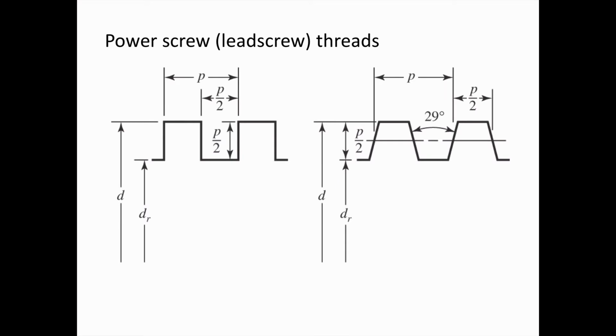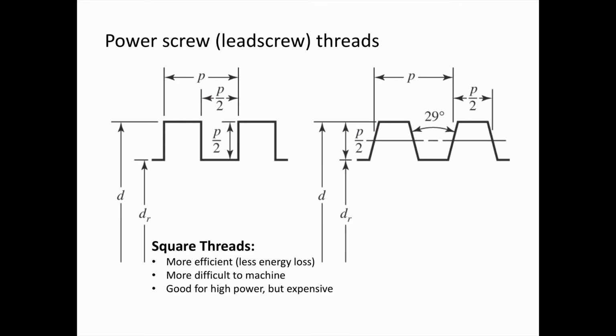These are the two main types of threads for lead screws. On the left, we have square threads. These are more efficient than the threads on the right. There's less energy loss if we use square threads, but these are more difficult to machine because of the square shape of the threads. These are good for high power applications because of their improved efficiency, but they are more expensive.